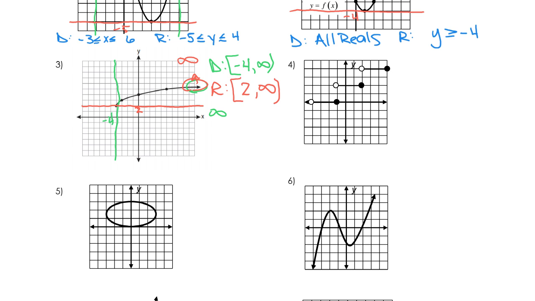Infinity we never reach. Okay, if we were doing set notation, our domain would be x values that are greater than or equal to -4, and our range would be our y values that are greater than or equal to 2. Okay. And number 4 is more of a pre-calc topic, but this is called a step function.